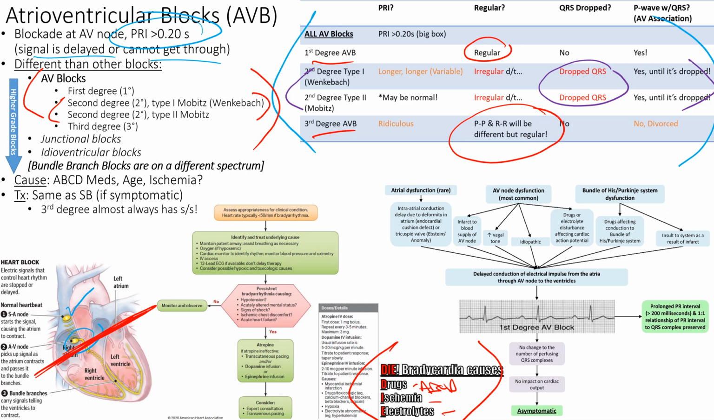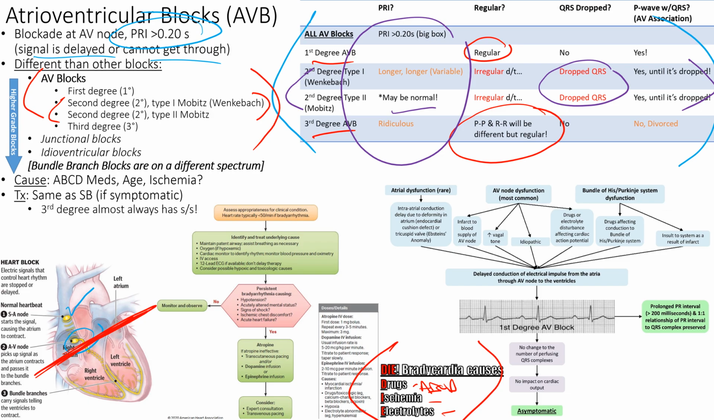And if you notice, the PR interval is always prolonged, okay? Sometimes there are some exceptions, like second degree type 2. Sometimes it might be a normal PR interval, but for the most part, if your PR interval is greater than 0.20, you have an AV block on your hands.